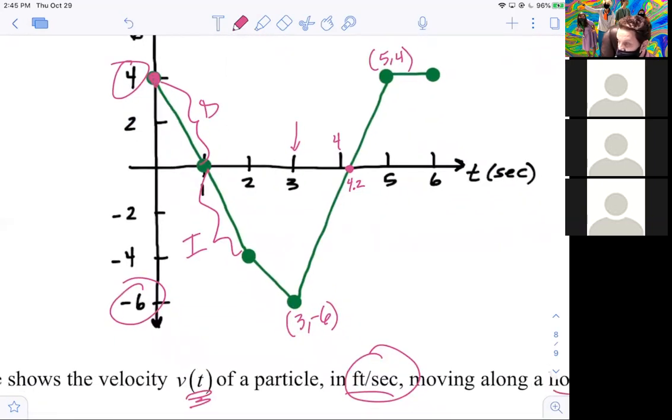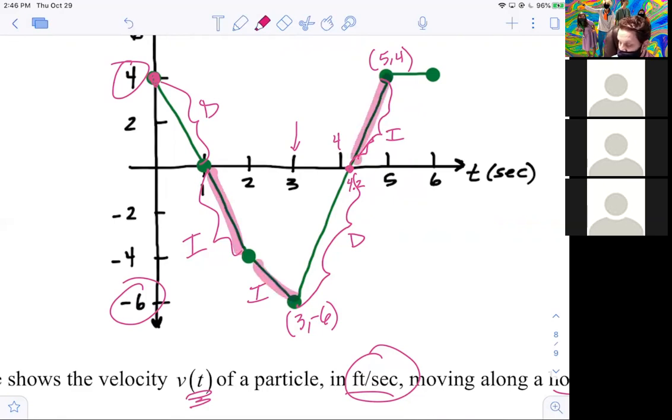From 2 to 3, again, negative y values, negative slope, so the speed is increasing. From 3 to 4.2, we have negative y values and positive slopes. Those are opposite signs, so the speed is decreasing. From 4.2 to 5, we have positive y values and positive slopes, which is increasing. And then from 5 to 6, we have positive y values and no slope, so that's where the velocity is a constant.